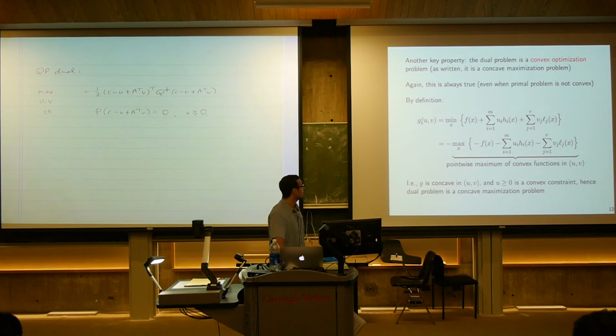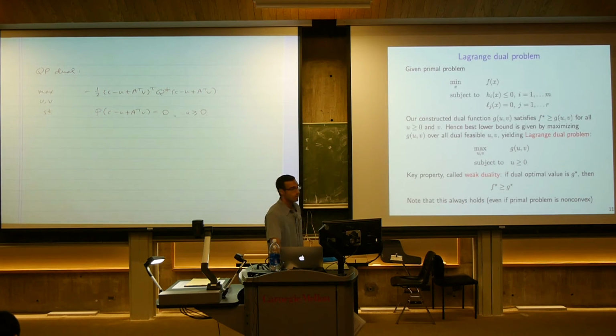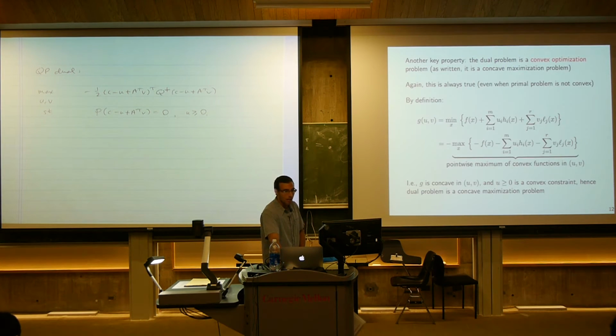Well, we're going to prove that g is a concave function. Once we know it's a concave function, with non-negativity constraints, that's going to be a concave maximization problem. And that proof is very, very simple. g is defined by the minimum over all x, unconstrained, of the Lagrangian: f of x plus the sum of u_i h_i plus the sum of v_j l_j.